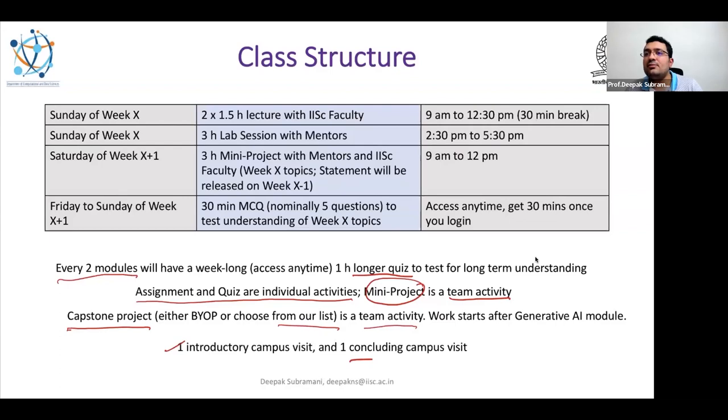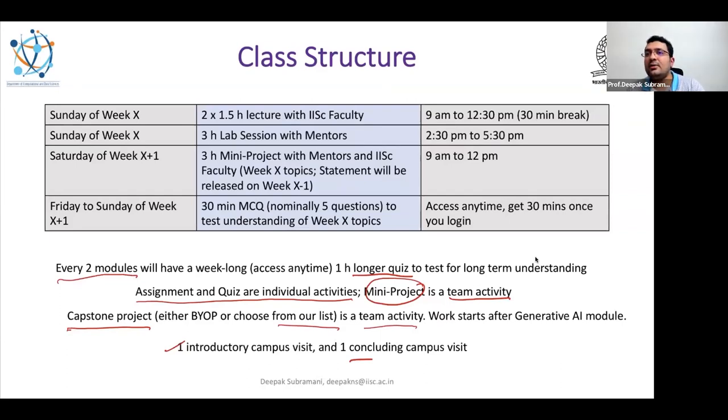Is it applicable for one who doesn't have Python knowledge? Python knowledge is okay. Even if you don't have Python knowledge, you must have time to study Python, right? So ultimately we'll do things in Python only. If you foresee that you will have time to study Python, then it is fine.